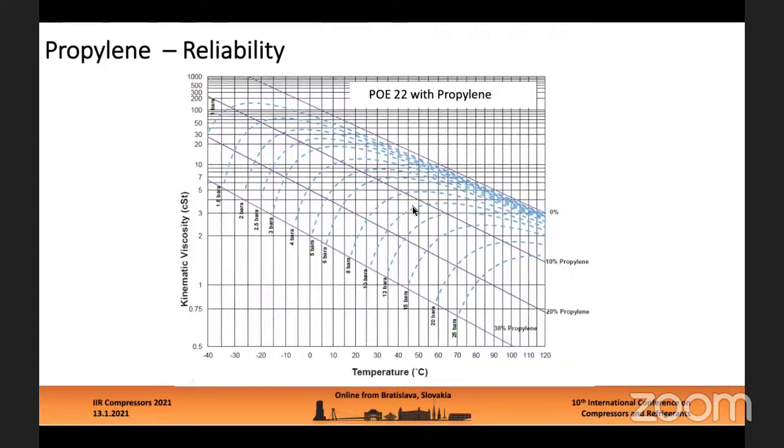Talking about reliability of propylene, we have analyzed the solubility chart and Daniel plot of kinematic viscosity of propylene with polyester oil, and it has shown acceptable results, for example compared to 448. The reliability was confirmed by live testing at high load conditions and high compression ratio with very positive results.